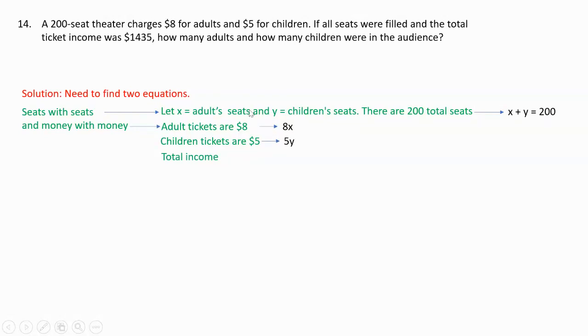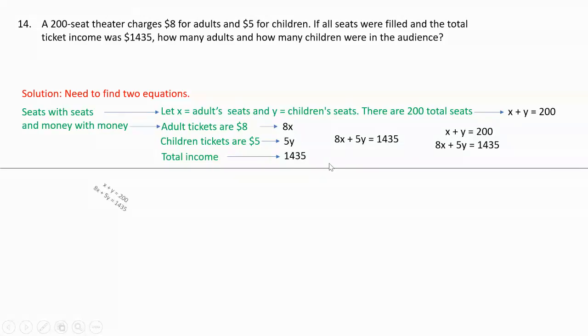And what was the total income? The total income was $1,435. So here's where we get our second equation, which will be 8X plus 5Y equals 1,435. Now we've got both equations. Since they're both set up in the proper form, AX plus BY equals C, we're going to use the elimination method.